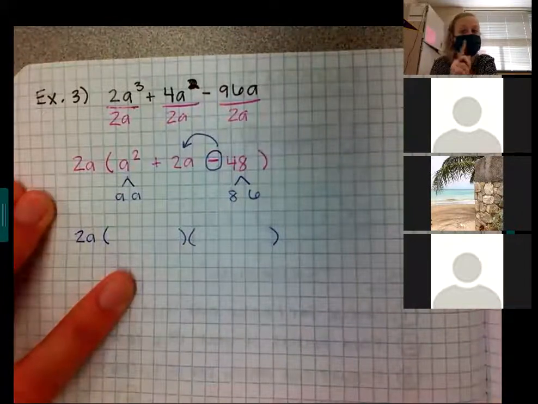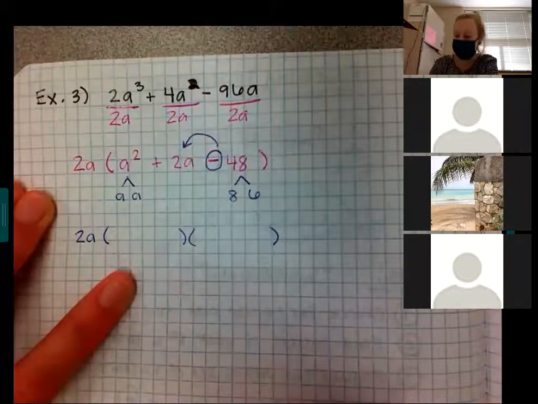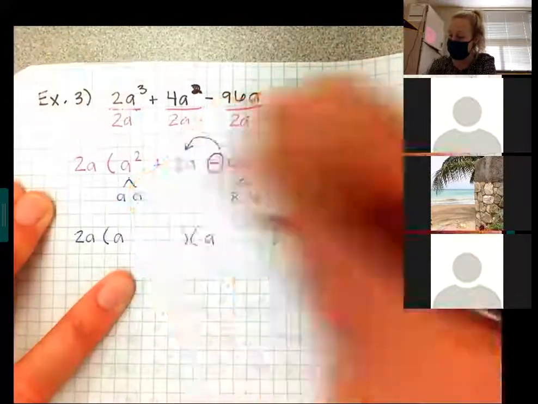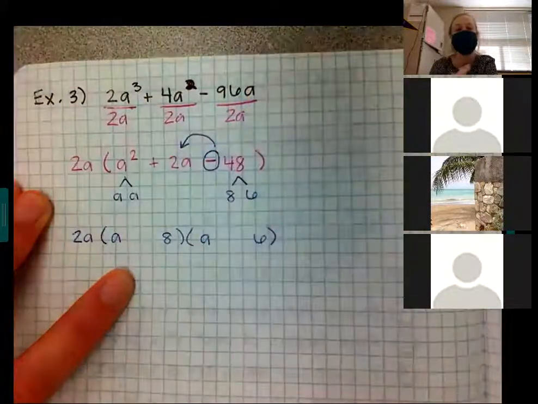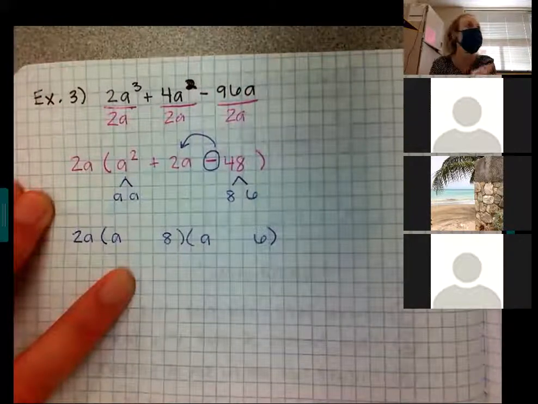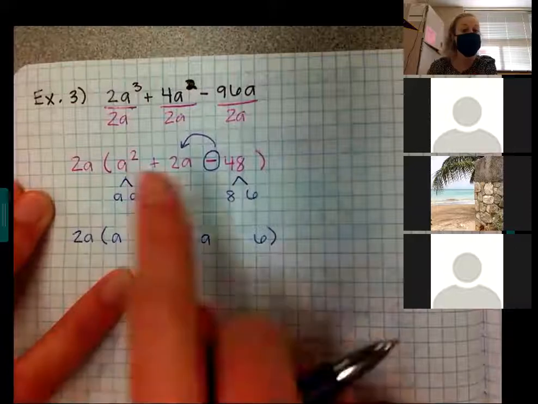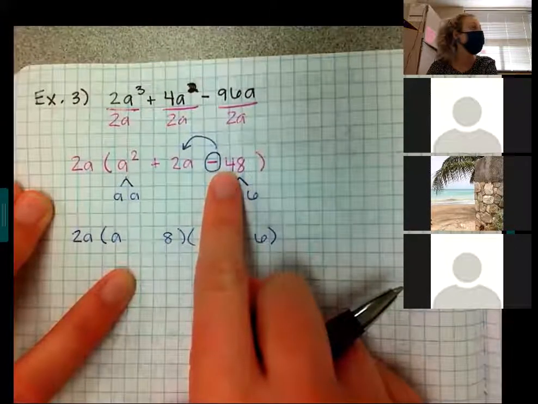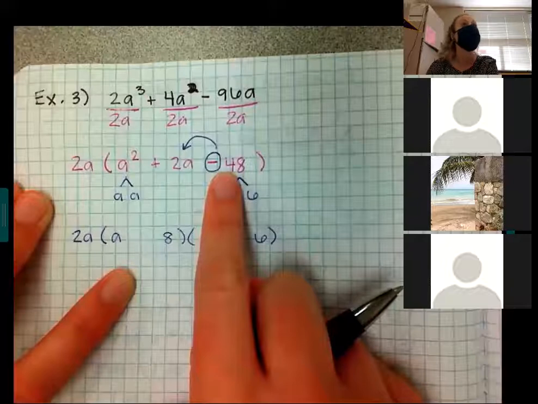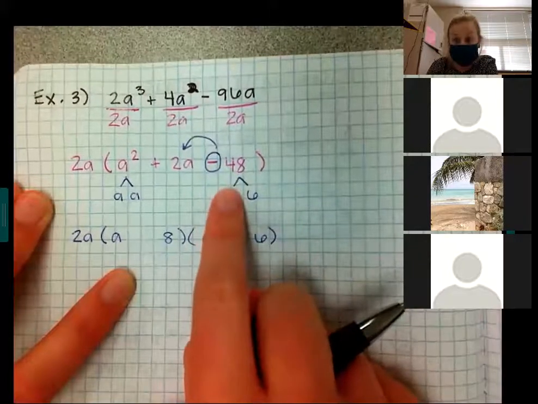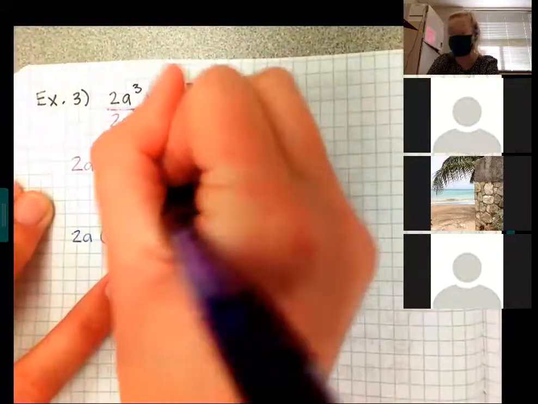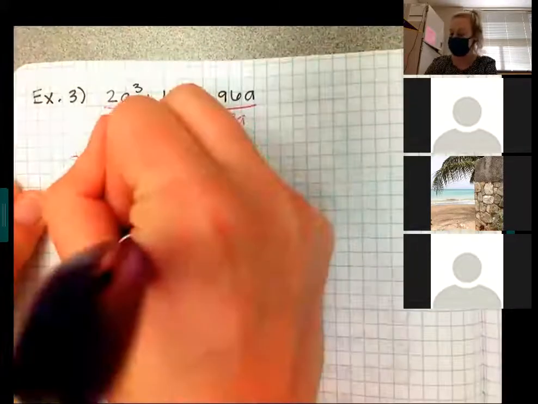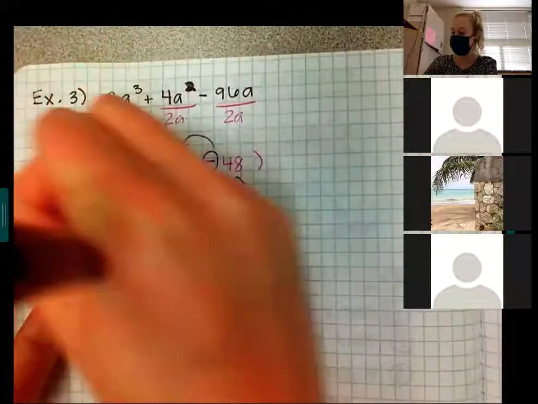So what's going to go in the front of each parenthesis? A. What's going to go in the back? 8 and 6. If you have it reversed, that's totally fine. But here's the part that's important: your signs. Connor, are you with me? We're subtracting. So what kind of sign should I have? A negative and a positive. Yeah. Different signs. Which one needs to be positive if we want a positive 2? 8. And 6 would be negative.